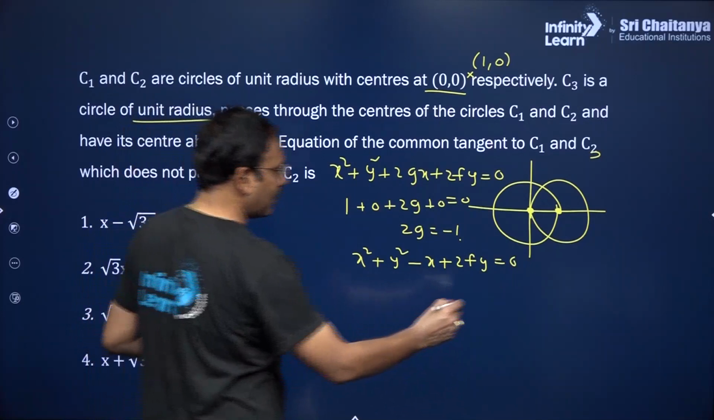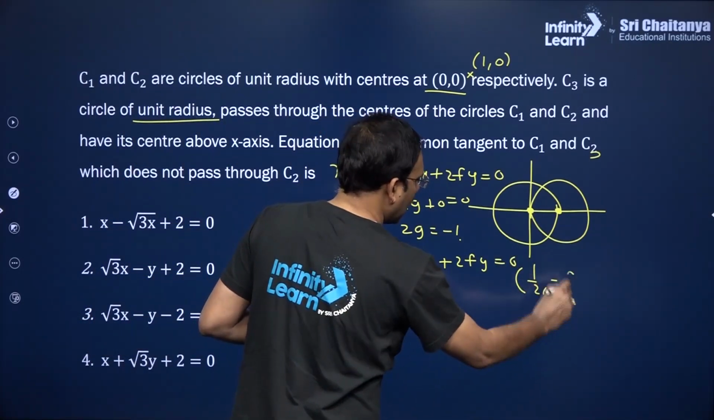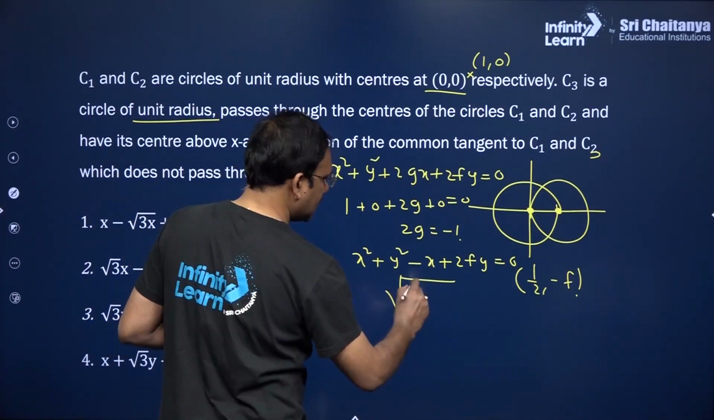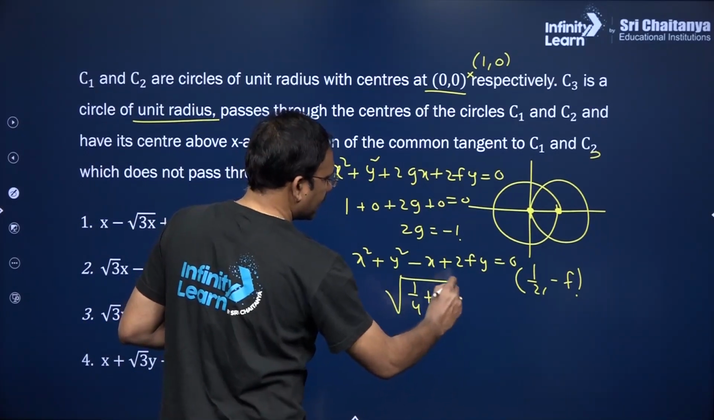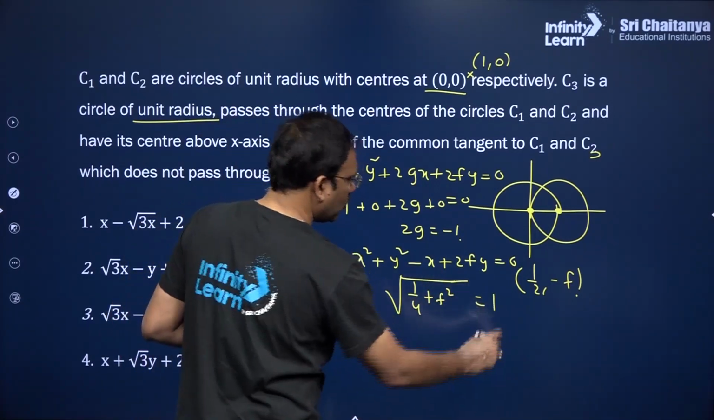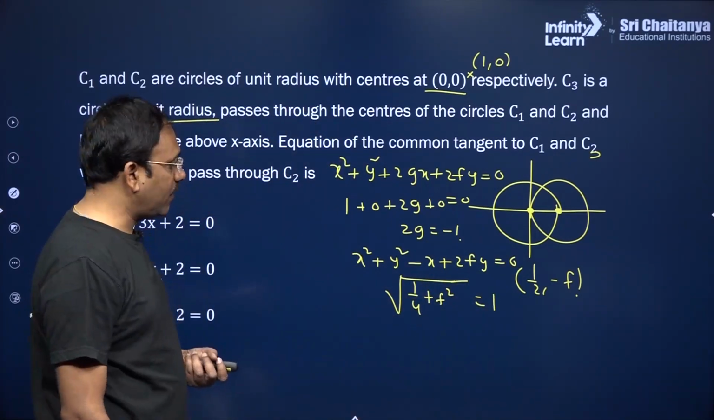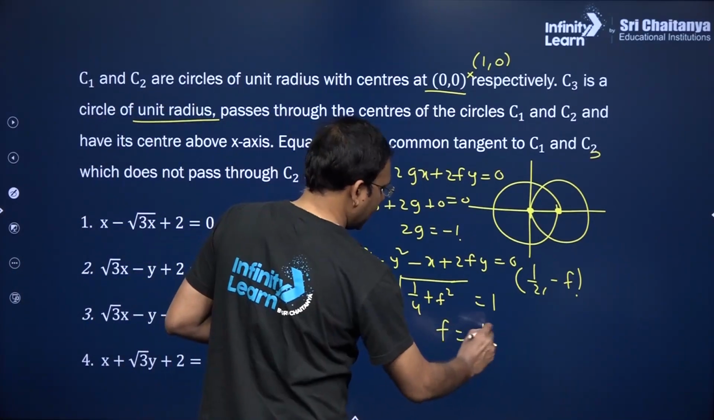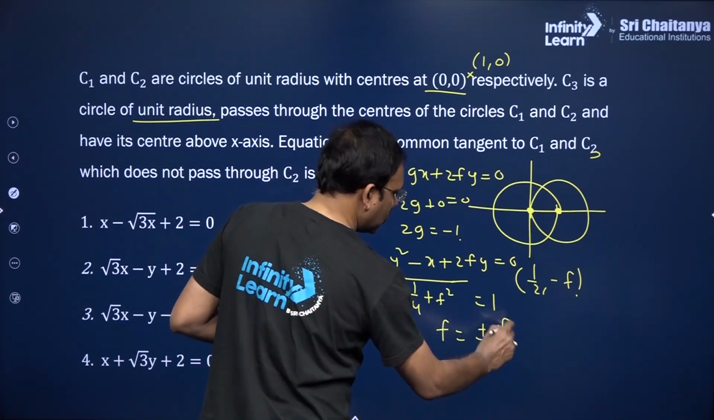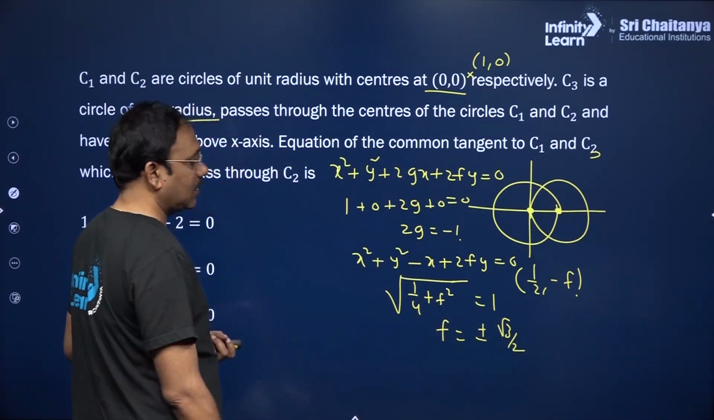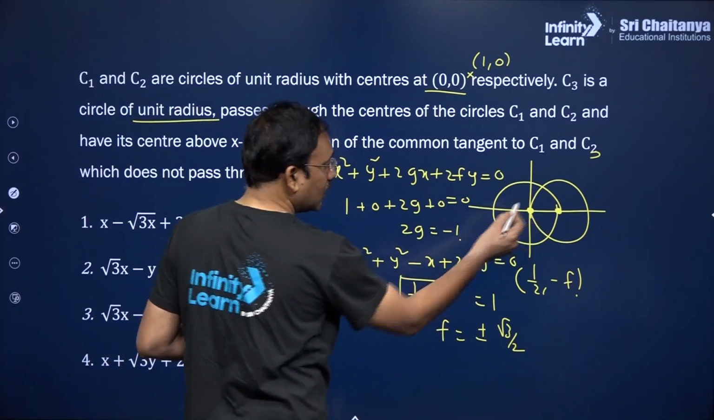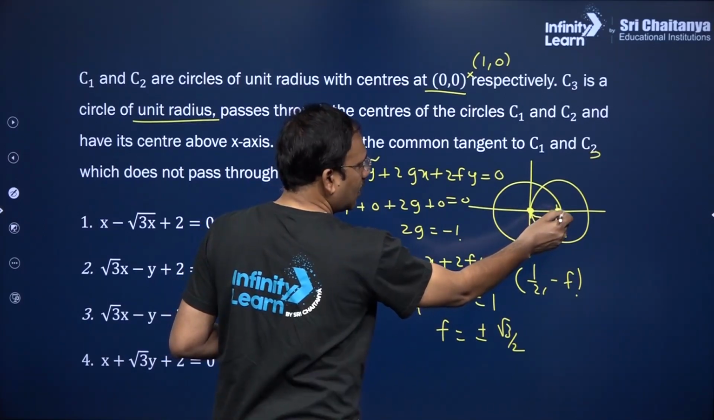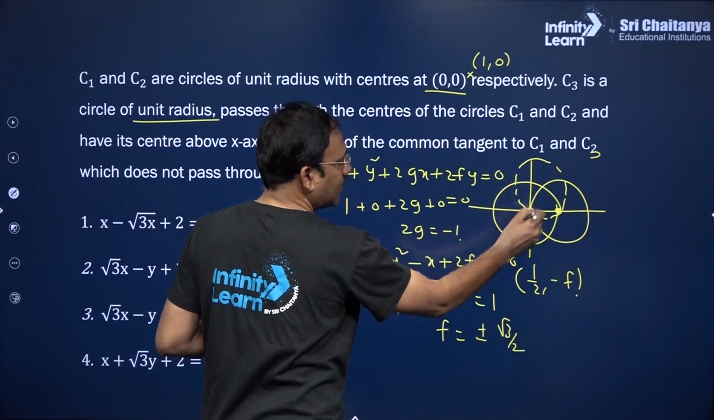What is its center, my dear friends? Center is 1 by 2 comma minus f. So the radius squared is 1 by 4 plus f square minus 0, which is going to be 1. F square is 3 by 4, so f must be plus or minus root 3 by 2. Here the center is minus f. You can take a circle which passes through these two with unit radius; there will be two circles possible, one above and one below.